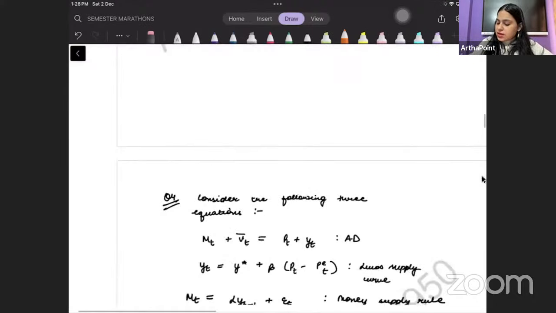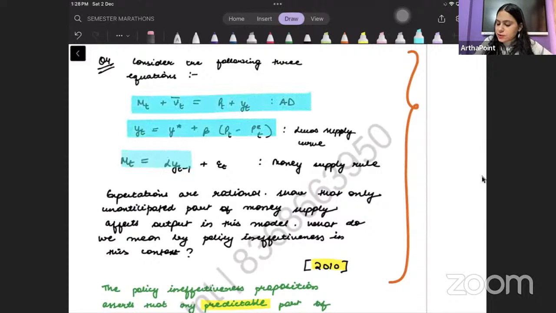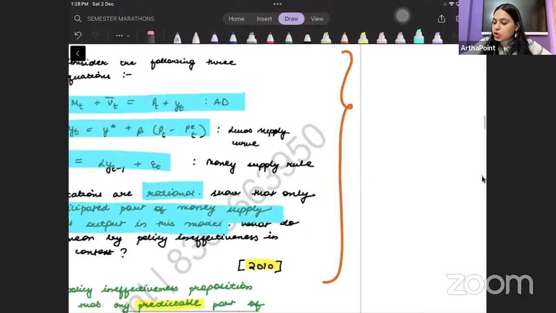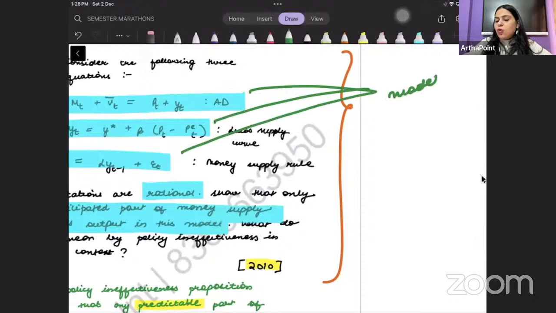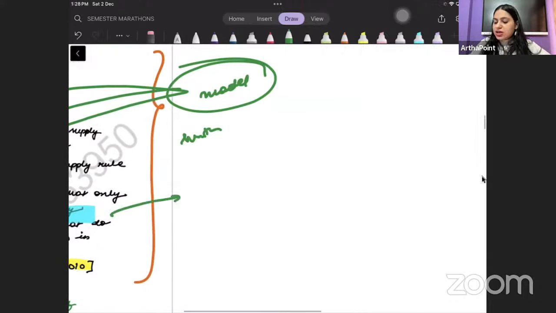Let's move forward, beta. The next question that came was in year 2010. In year 2010, beta, the first part says that you are given these three equations and it says expectations are rational. Show that only unanticipated part of money supply affects the output in this model. बहुत simple है. You have to build this entire model. आपको ये पूरा का पूरा model build करना. Pura mathematical analysis has to be written. At last, you remember this model का conclusion.